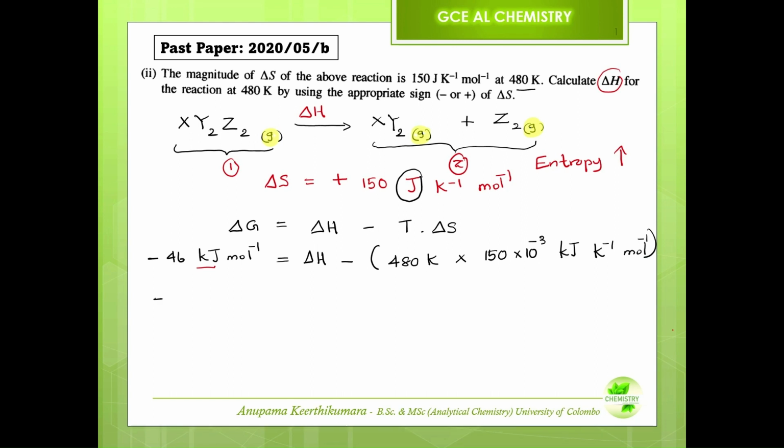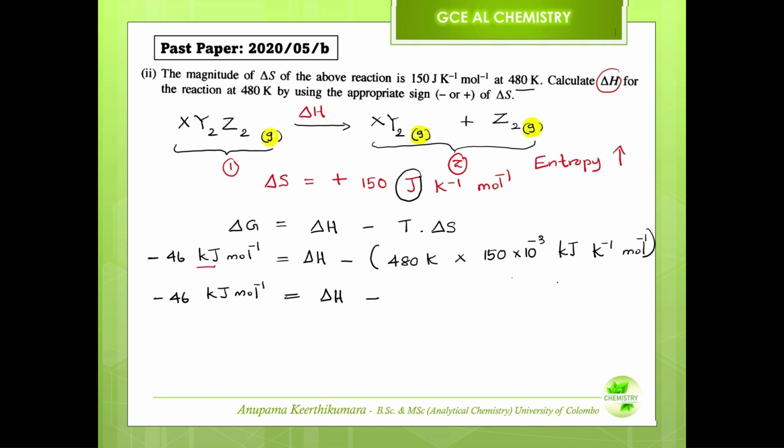Next, minus 46 kilojoules per mole equals delta H minus, we can see Kelvin per Kelvin cancel out, minus 72 kilojoules per mole. Therefore, enthalpy change of this reaction is plus 26 kilojoules per mole.